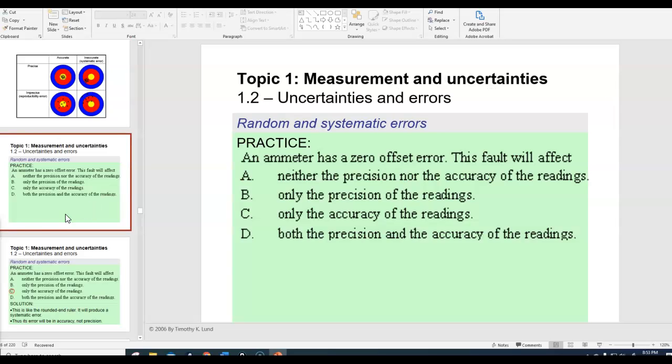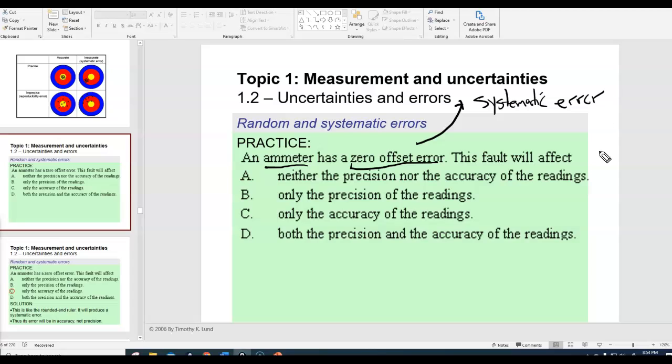Okay, an ammeter has a 0 offset error. Now, do I expect you to know what an ammeter is right now? No. So for right now, let's just say some type of measuring device. Next year in IB Physics 2, you'll learn that an ammeter is actually a device used to measure electrical current, but that's not important right now. 0 offset error is a type of error that you should be familiar with because we talked about this before. This tends to lead to systematic errors. We talked about that in the last video with the bathroom scale.